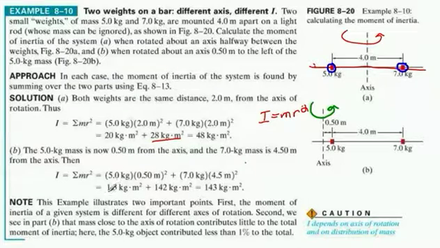he doesn't contribute too much at the end of the day because his lever arm is so small, especially when you square it. The guy that's 7 has such a bigger lever arm that he contributes a huge amount more to the overall moment of inertia.